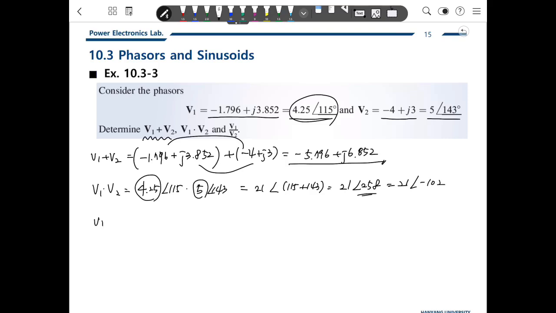Division is the same. V1 divided by V2 is 4.25 angle 151 degrees divided by 5 angle 143 degrees. So there will be 4.25 over 5 with the angle 151 minus 143, and that will be 0.85 angle 8 degrees.